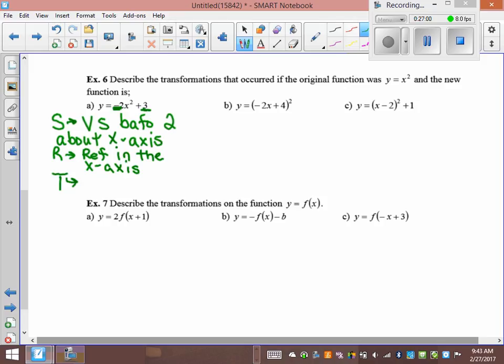Is that 3 with the x or not with the x? Not with the x. If it was with the x, it would be in with the x. It would be a bracket, and it would be squared, right? So it's not with the x, so it's a vertical translation. 3 what? Up.